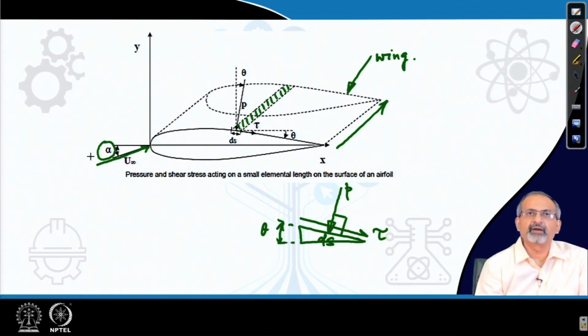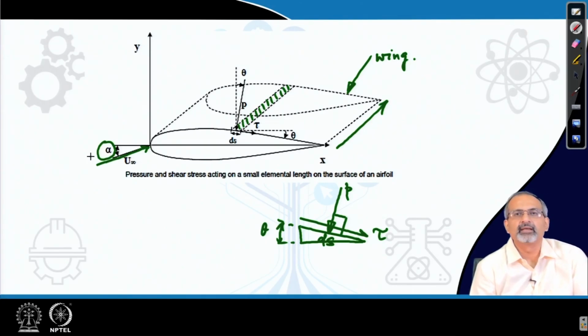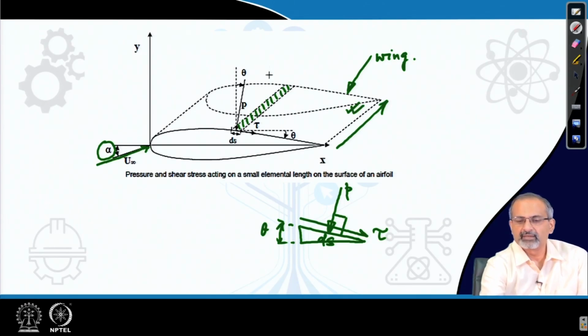Now, like you have defined it over this small elemental strip, it can also be defined at other elemental strips, so that you have a complete distribution of pressure and shear stress on the surface. If you integrate their effects over the entire airfoil surface, if it is a 2-dimensional calculation you are doing, or over the entire wing surface, if you are accounting for the strip having the third dimension, then you have the total forces and moments acting on that wing section.